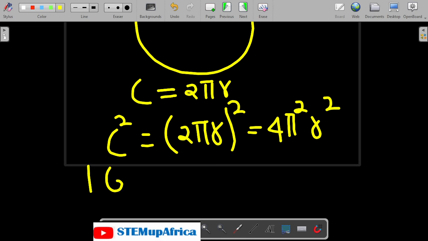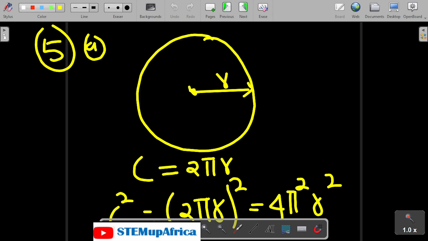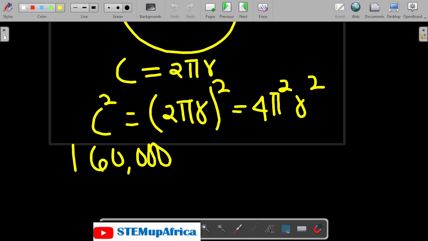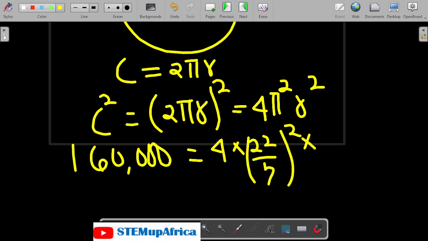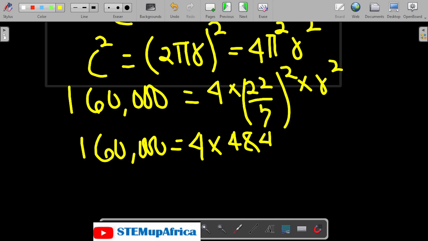So the value of the square is 160,000. Let me check to be sure. Yes, 160,000 equals 4 times 22 over 7 all squared times r squared. If I simplify, I'm having 160,000 equals 4 times, if I square 7 and square 22, that will give me 484 over 49 times r squared.